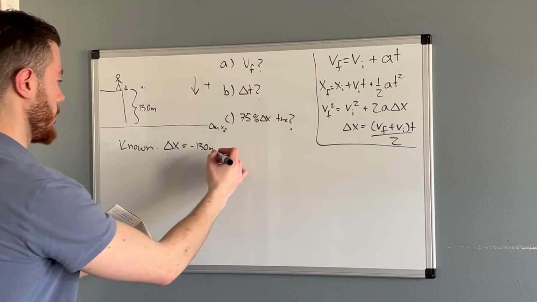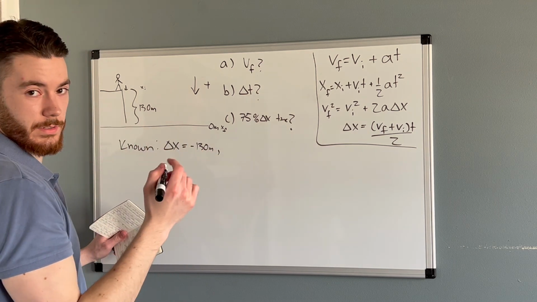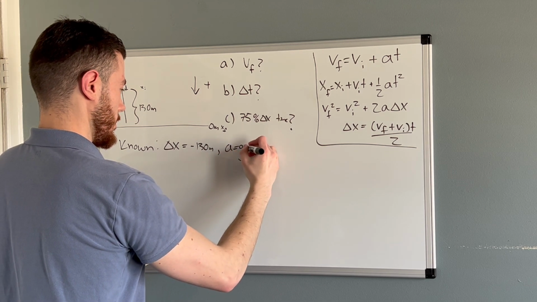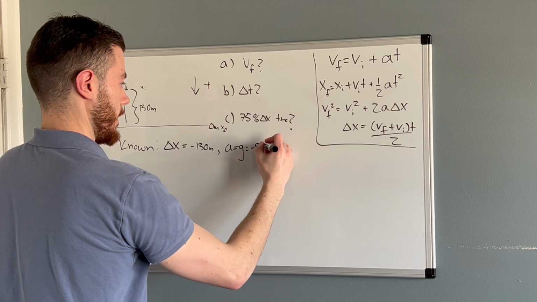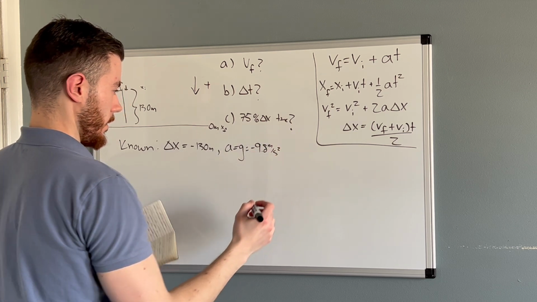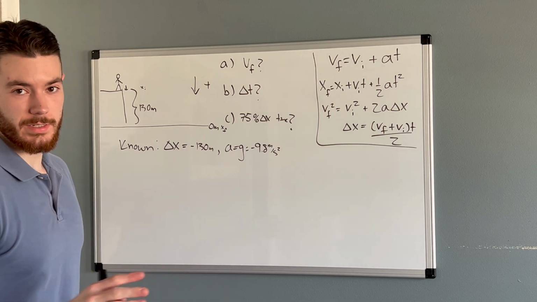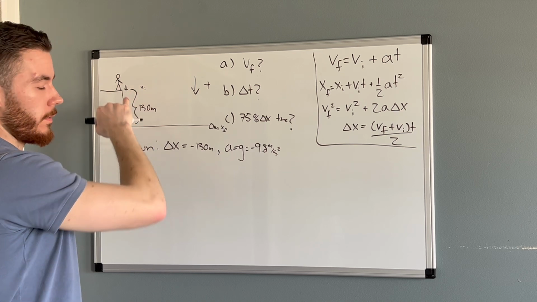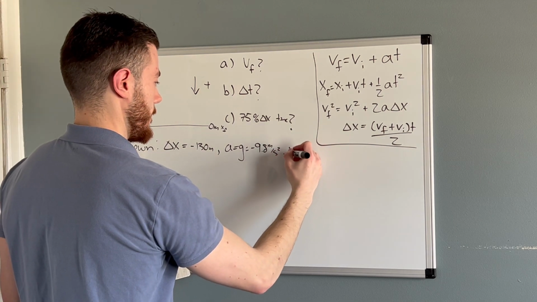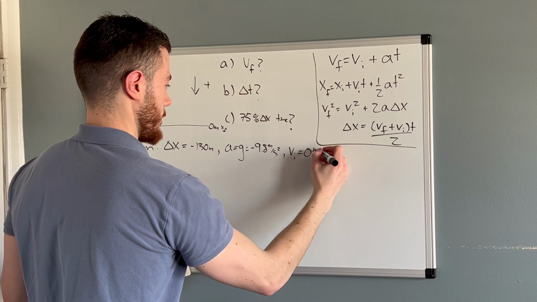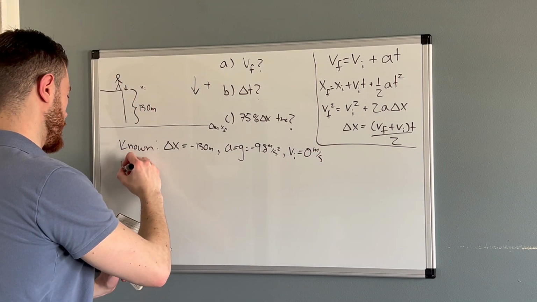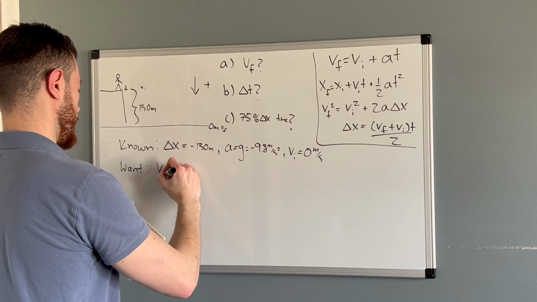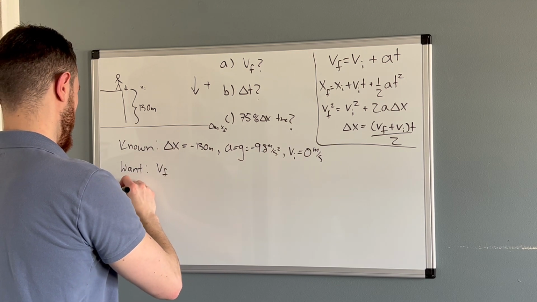And then we also know that there's constant acceleration, and that's just the acceleration due to gravity. So a equals g equals negative 9.8 meters per second squared. What else do we know? This isn't explicitly stated, but if you're clever enough, you'll figure out that he drops the hammer from rest. So vi, the initial velocity, is 0 meters per second. What do we want? We want to find, in part A, the final velocity. So let's work out part A first.